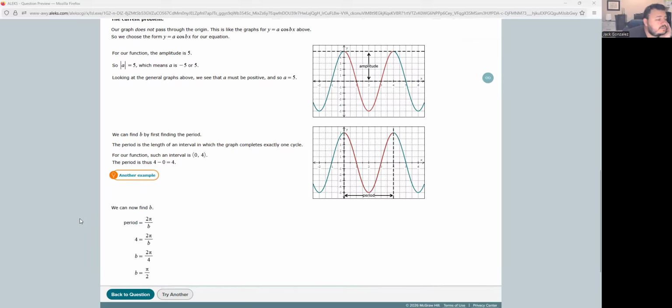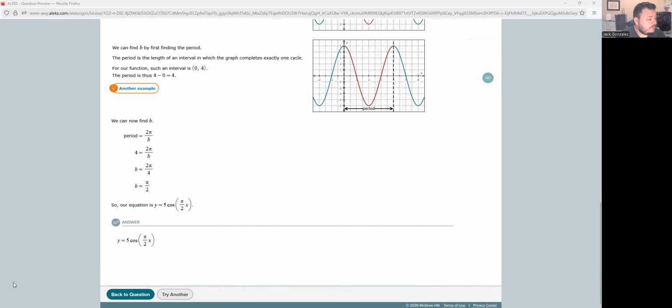So here's the explanation that we had just mentioned. Find the amplitude by seeing how high and low it goes. That gives me the a. You choose positive 5 because it's not starting at the bottom, it's starting at the top. And it's rehashing the same thing. Then we find the period, which happens to be 4, right? Because that's the distance from here to here, which we just did.